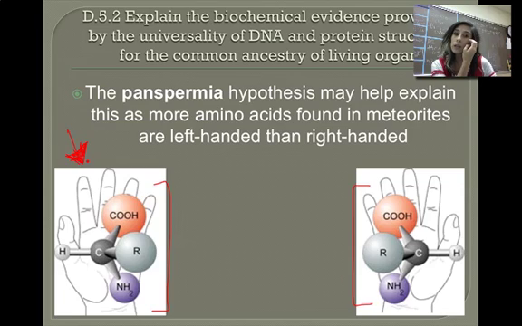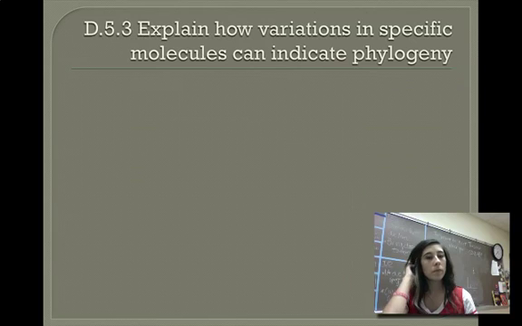And we see this through the panspermia hypothesis because what they're seeing is that the amino acids contained on meteorites are in the majority left-handed. So if this particular theory was true for evolution, then that would hold true that the majority of our amino acids are in that left-handed stage. So let's look at specific molecules and variations within very specific molecules that may show us differences in our lineage.